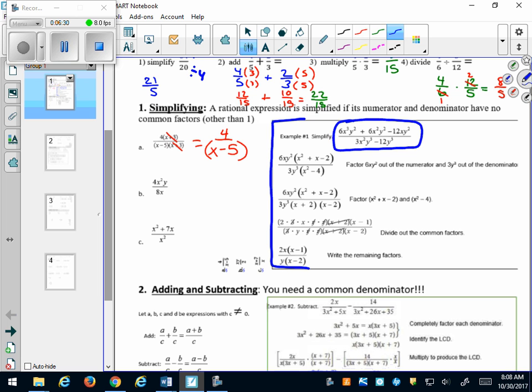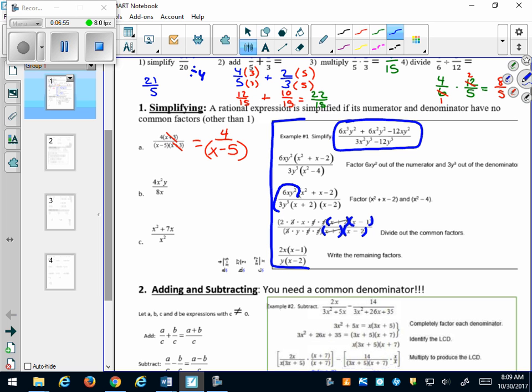So first, and they did this all out for you, they factored out a GCF. Remember, when you're factoring, the first thing you want to look for is a GCF. Then they factored what was left. And this all came down to x plus 2, x minus 1, and x plus 2, x minus 2. So they were able to cancel out the common factors.